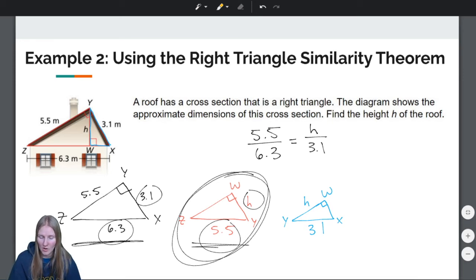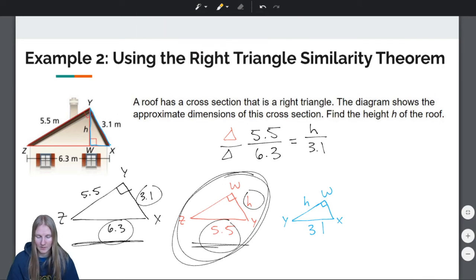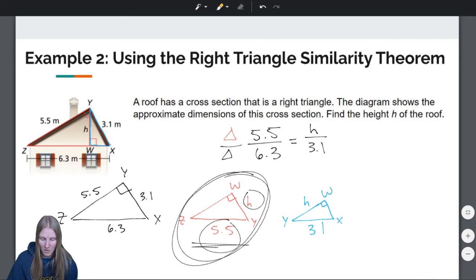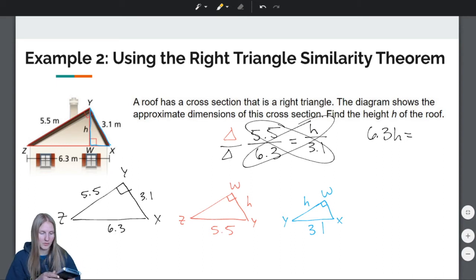So we're going to compare, right? The red triangle stays on top. We have 5.5 and h. Those are our red side lengths on top. And the black triangle goes on the bottom. So we have 6.3 and 3.1 on the bottom. Now, we're going to cross multiply. 6.3 times h equals 5.5 times 3.1, which is 17.05.